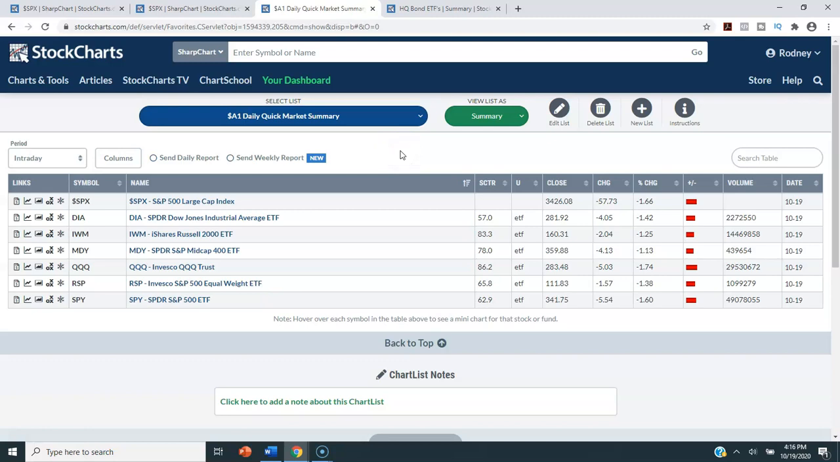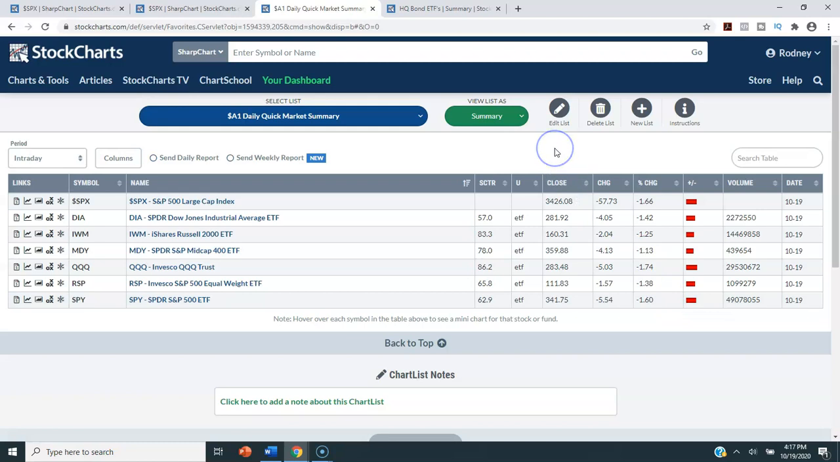Not only did the S&P 500 sell off, but pretty much everything was down today. The DIA that tracks the Dow Jones Industrial Average was down 1.42%. The IWM for the Russell 2000, down 1.25%. MDY for the mid caps, down 1.13%. The triple Qs, down 1.74%. The equal weighted ETF for the S&P 500, the RSP, down 1.38%, and the SPY, which of course tracks the S&P 500, down 1.60%. And of course the difference between the 1.60 and the 1.63, which is the S&P 500 index itself, that's just a small amount of tracking error. And that's not uncommon at all.